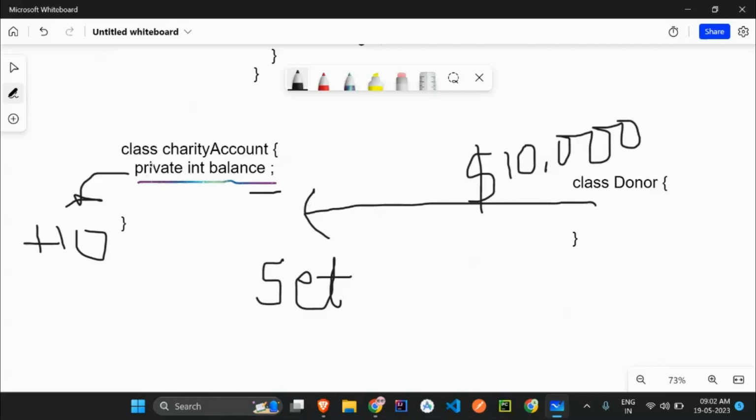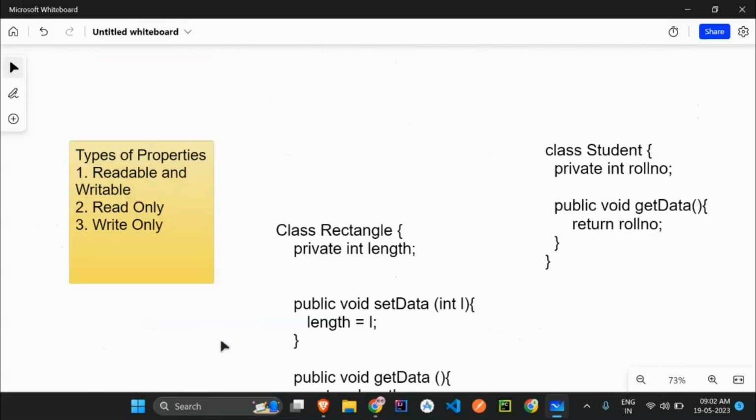But the charity account can see its balance. They are accountable for this, but we are not. This is why it is called a write only property. Like the donor can set the balance but cannot see the balance. We can write the data but we cannot see the data. This is the use of write only property.